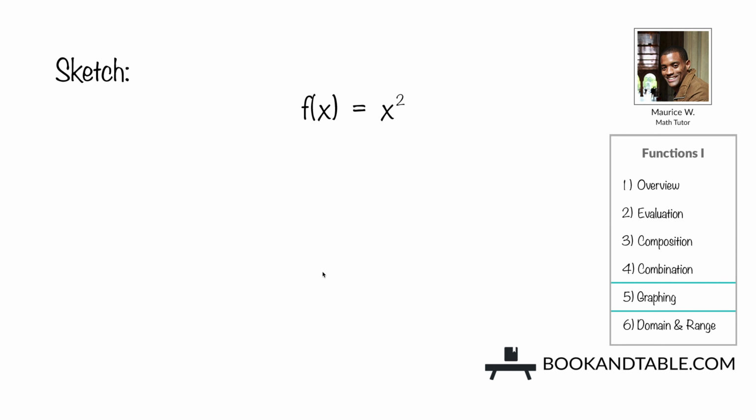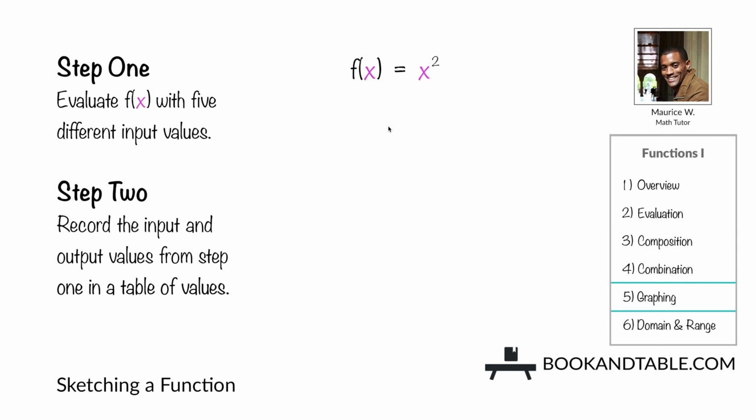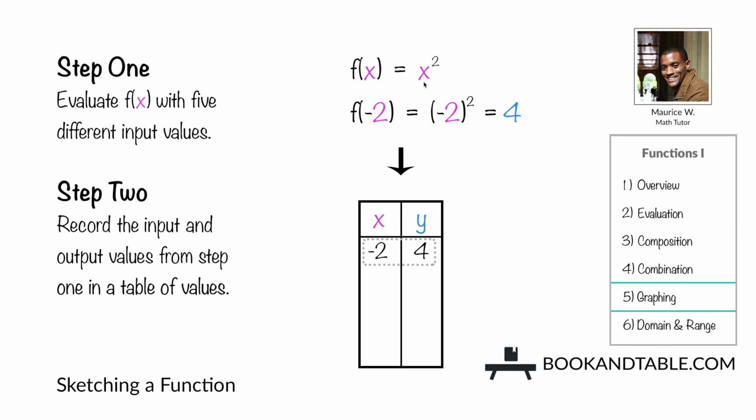Now, the best way to review graphing functions is to go through an example together, so let's do so. You'll be asked to sketch a function such as f of x is equal to x squared. So what do we want to do here? We want to plug in a few values for x so that we can get a few of the resulting y values, and then use these points to sketch our graph. So step 1, evaluate f of x with 5 different input values. I'm going to use -2, -1, 0, +1, and +2 for our x's. This way we can sketch the points closest to the origin.